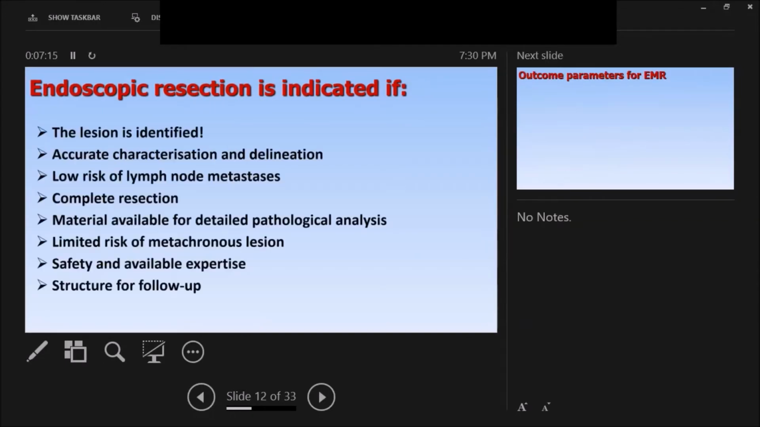Endoscopic resection in general is indicated if the lesion is identified for sure, with actual characterization and delineation of the lesion, low risk of lymph node metastasis, and complete en bloc resection, which is better than piecemeal. Material must be available for detailed pathological analysis, with low risk of metachronous lesion, safety, and available expertise for sure, and structure in the endoscopy unit for follow-up.